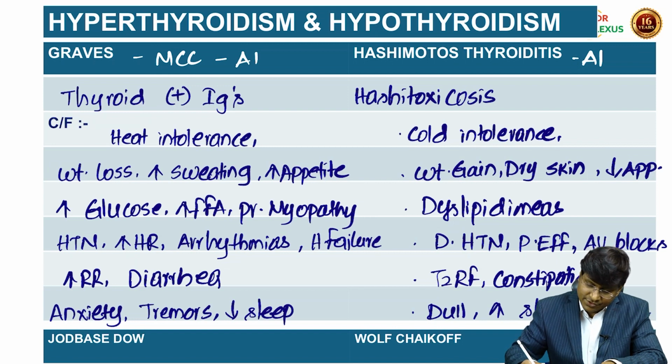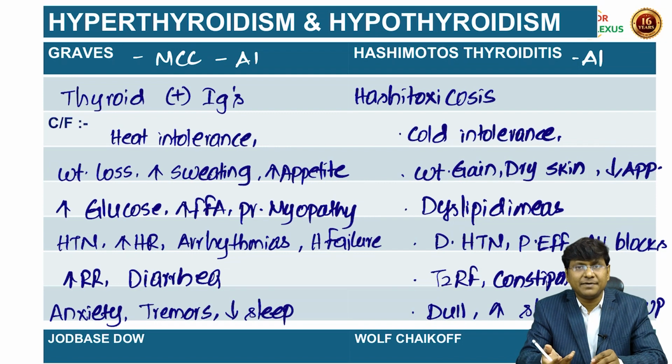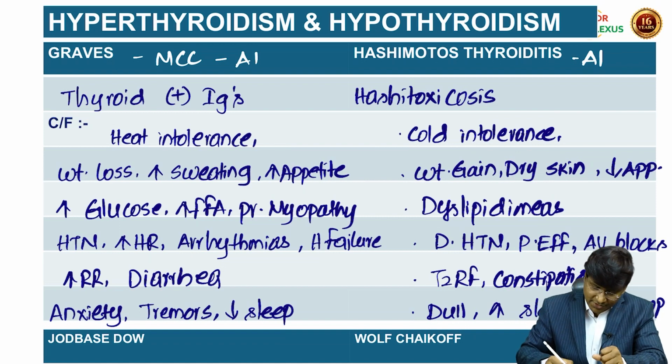One of the very important reliable signs is the reflex, and that we call the hung up reflex. In this hung up reflex, there will be delayed relaxation of the deep tendon reflexes. Whereas in Graves, there will be an increase in the deep tendon reflexes. Brisk reflexes will be there.